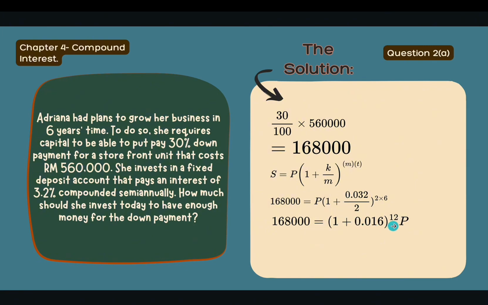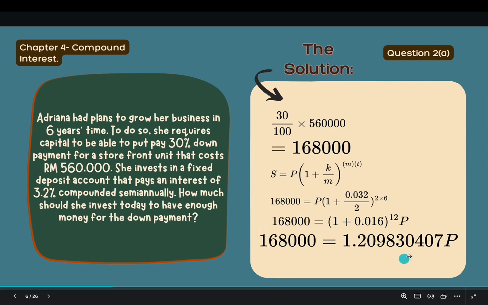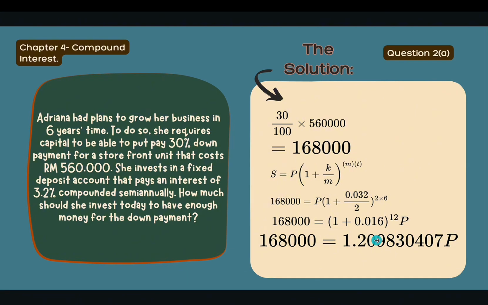Okay, the next step, you need to simplify it. Then you will get 1.209830407P. So in order to find the amount of P, we need to divide 168,000 by 1.209830407. So the amount of P would be 138,862 ringgit and 44 cents.